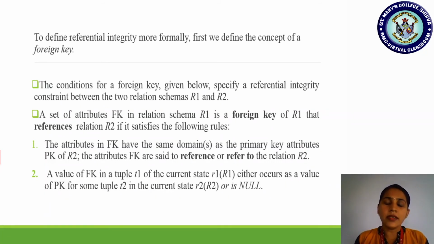The meaning is that he has not actually been allotted to any department in the current situation. That is the meaning. So the conditions for a foreign key specify a referential integrity constraint between two relation schemas R1 and R2. So what are those two rules? You should remember this. The attributes of the foreign key have the same domain as the primary key attributes of relation R2. The attributes FK are set to reference or refer to the relation R2.